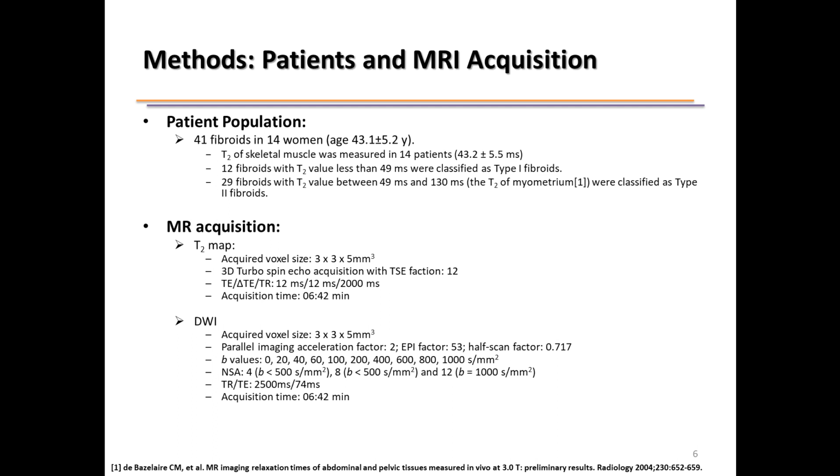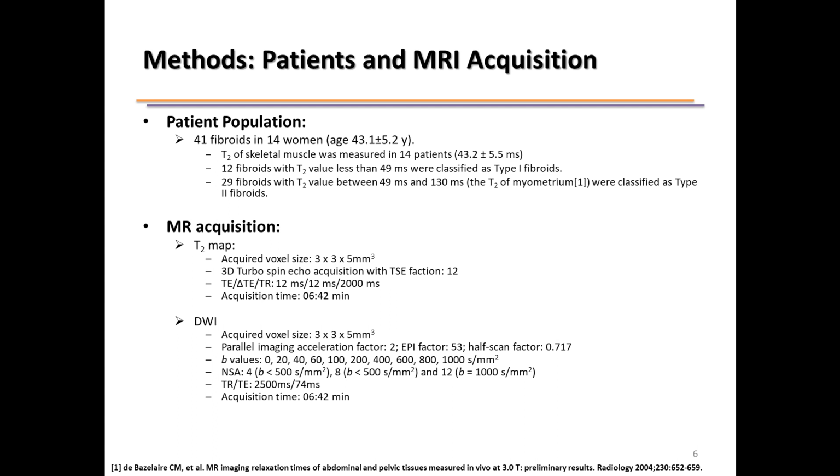To classify the fibroids, T2 of skeletal muscle was also measured in all patients. Its mean value was 43.2 milliseconds with standard deviation 5.5 milliseconds. So we took 49 milliseconds, which is the mean value plus 1 standard deviation, as a reference T2 value to separate type 1 and type 2 fibroids.